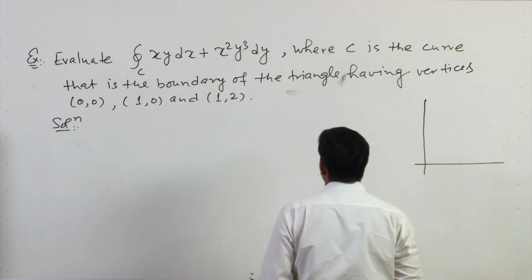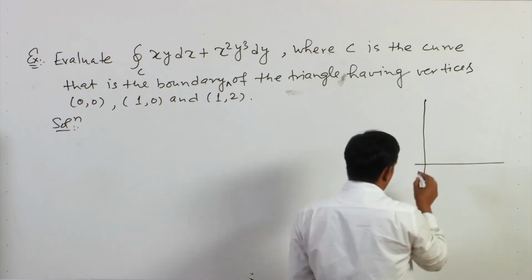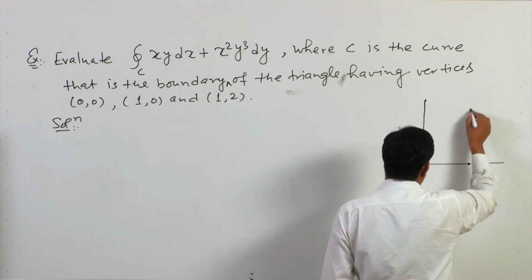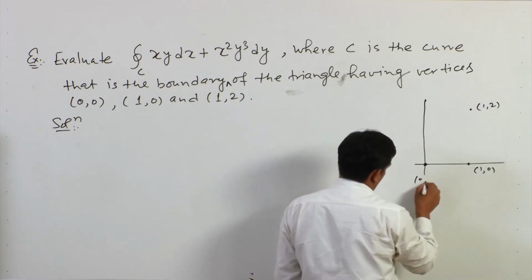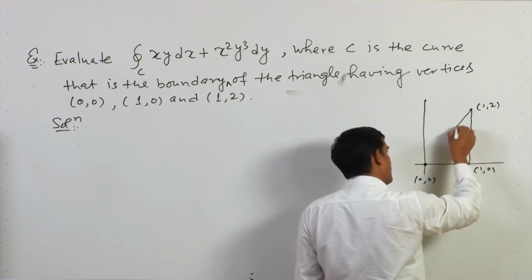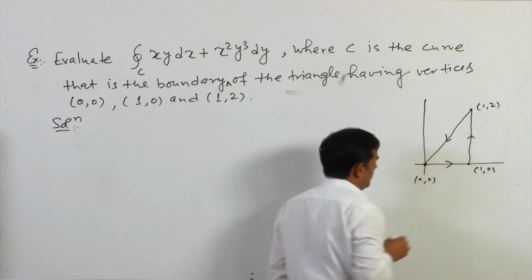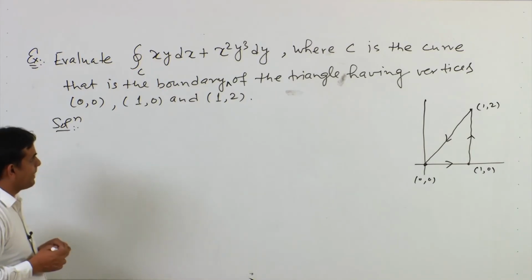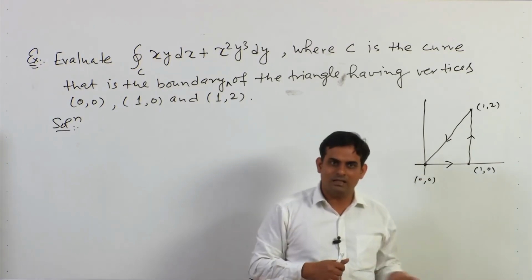The boundary is in the counterclockwise direction, that we are assuming here. So, this is (0, 0), (1, 0) and (1, 2). I am having this triangle, this is the orientation of closed curve C, and this is the curve. Here C is not a smooth curve, but it is piecewise smooth.